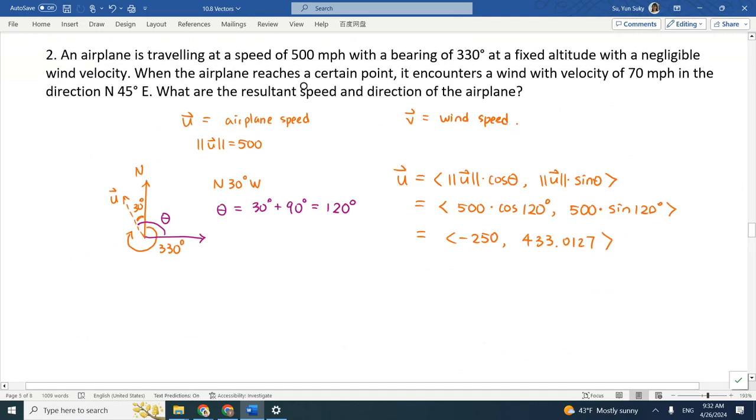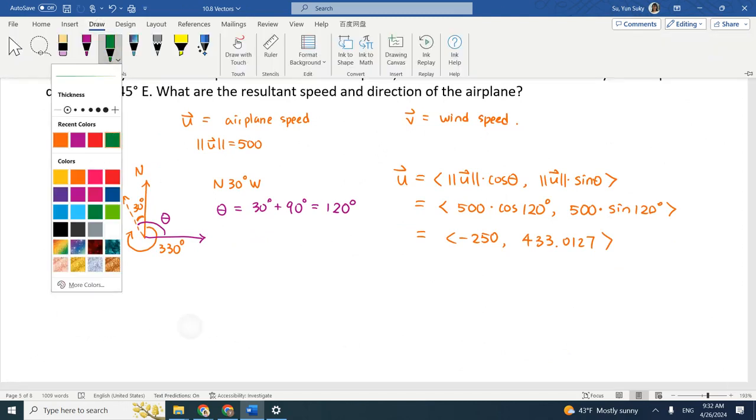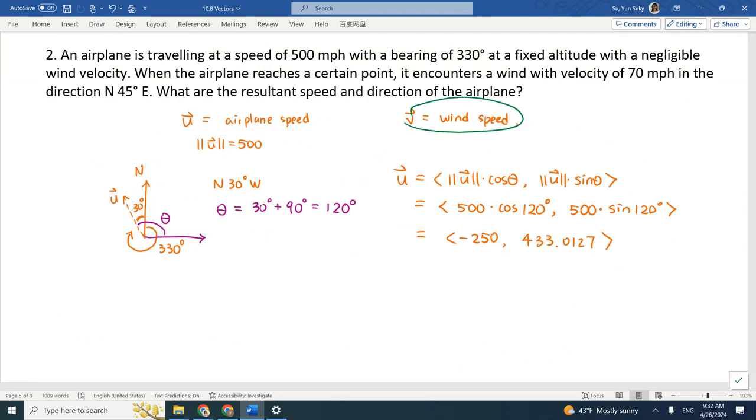Now let's take a look at the wind speed. Let's use green color for the wind speed. The magnitude is 70 miles per hour, in the direction north 45 degrees east. So this is the vector v. Is that okay, everybody? North 45 degrees east.